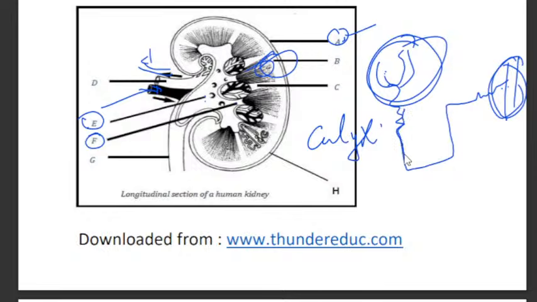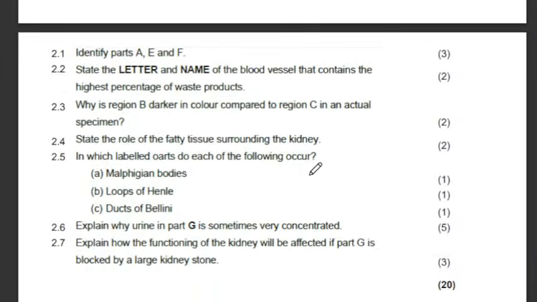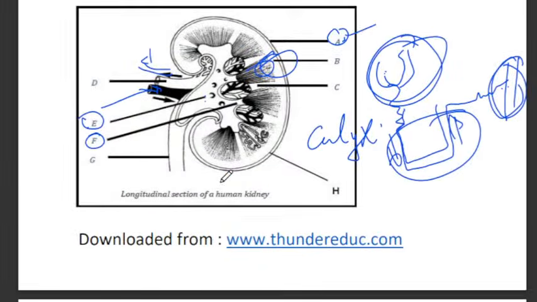I've showed you this part. It has the descending and then the ascending. So all this part is what is called the loop of Henle. So you find the loop of Henle in C. Yes. And then ducts of Bellini. This is the collecting duct. Sometimes you call it the collecting duct. So the collecting duct, you'll find it in H. Yes. So basically, that's what we find in that area.